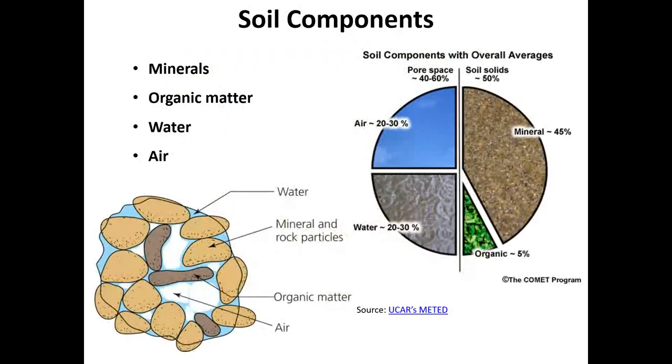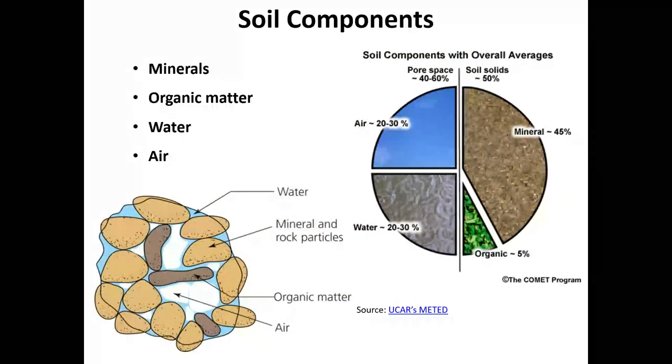So this is a diagram of soil. It's made up of minerals, organic matter, water, and air. And a lot of soil is water and air. About a quarter of it is water, and about a quarter of it is air. Minerals are about 45%, and organic material, decomposing plants, decomposing animals, is about 5%.